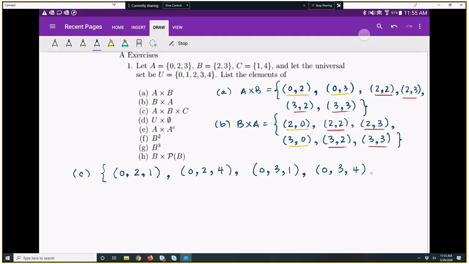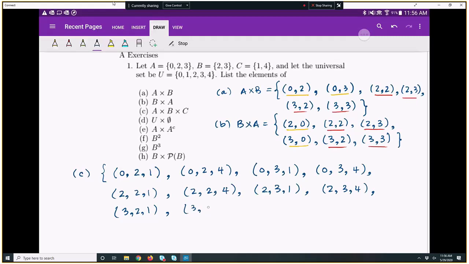So I'll move on and then start with 2. So I'll take 2 from A, 2 from B, and 1 from C. 2 from A, 2 from B, and 4 from C. 2 from A, 3 from B, and 1 from C. And so on. Then starting with 3, I keep going. Again, I'm making sure to do this in an orderly fashion so that I don't get confused and have to work a lot harder in the end.